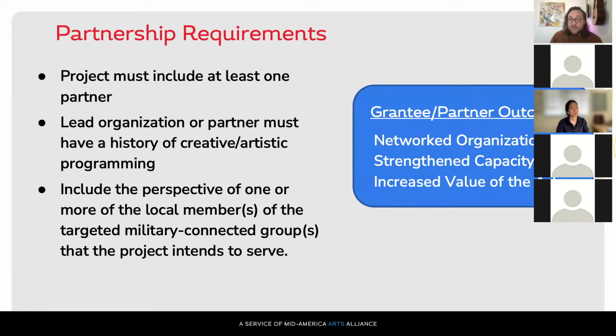This next slide shows a list of project partnership requirements, as well as the anticipated outcomes for grantees and their partners. The project must include at least one partner who provides resources to help advance or support the project. Partner types include, but are not limited to, arts organizations of any discipline, individual artists or non-artists, Department of Defense facilities, Veterans Affairs clinics, vet centers, universities, colleges, for-profit organizations, social service organizations, military or veteran assistance agencies, or website or technology organizations. Again, this is not a comprehensive list.